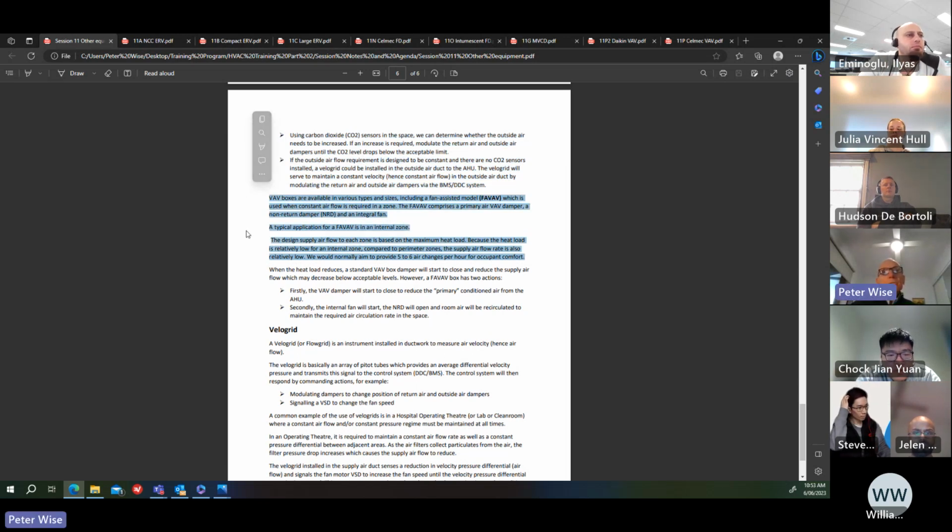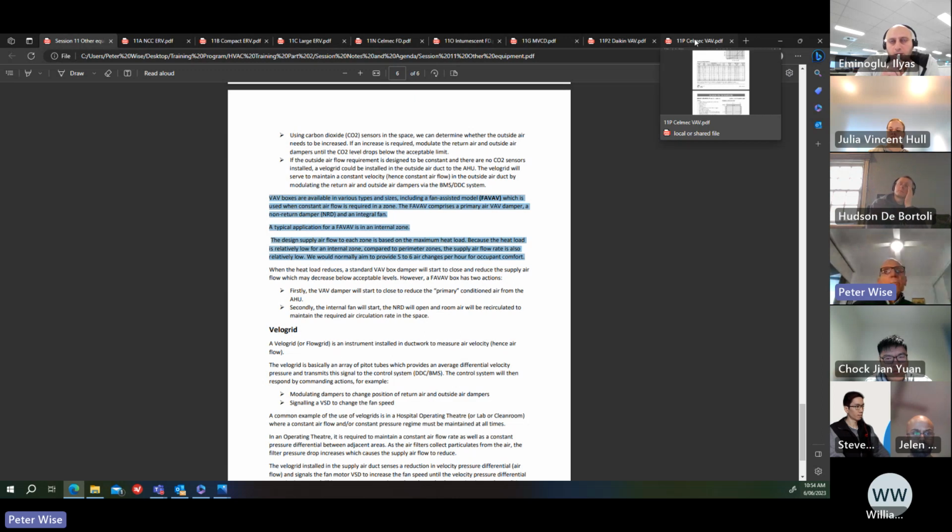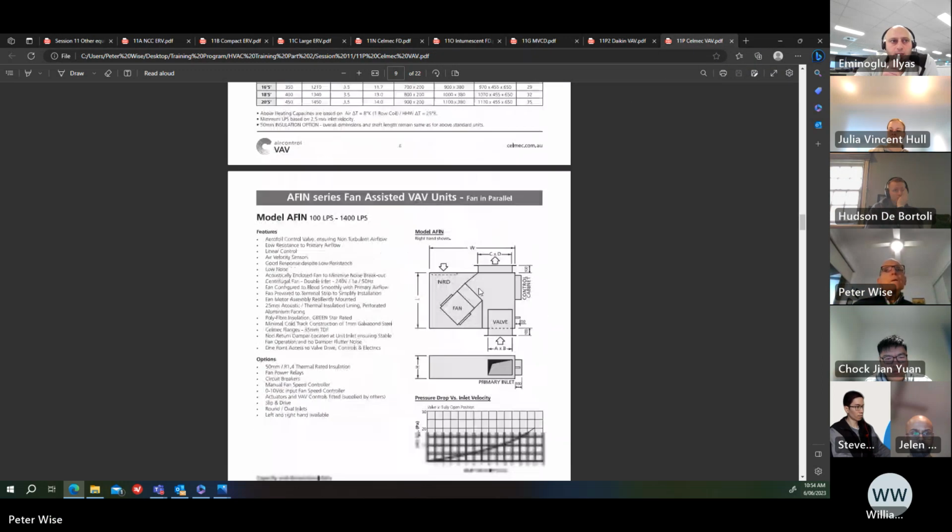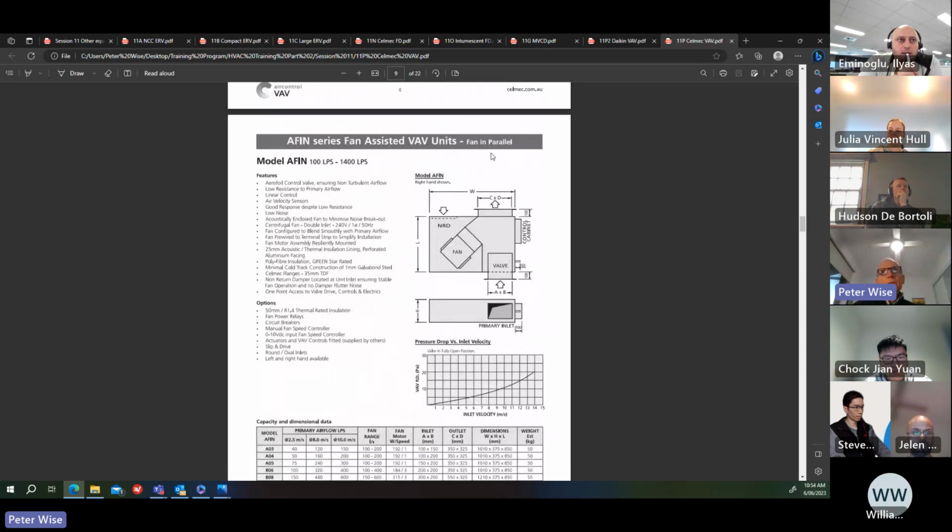So as I said, they're available in various types and sizes, including fan-assisted models. I thought I'd mention this one, which is used when constant airflow is required in the zone. So again, typically a centre zone where you want to maintain a certain airflow in the space. The fan-assisted VAV comprises a primary air VAV damper, a non-return damper, and an integral fan. So I'll show you a picture of one of those. In the Selmec catalogue, this is a fan-assisted VAV unit. You can have fans in parallel or in series with the primary air.